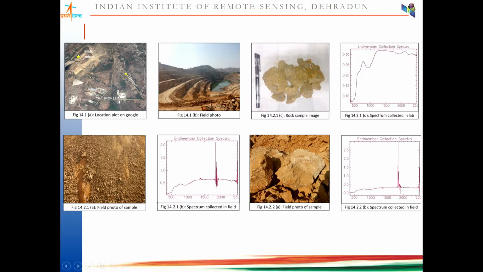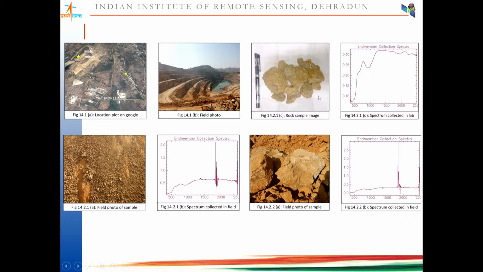So this is the weathered one, sorry, the ore. It has some iron impurities also, so you can see the spectral dip of iron present over here. Then this is another field photo of this surface from which I have collected the spectra, and this is the spectrum. Now we have brought the sample from there to the lab.